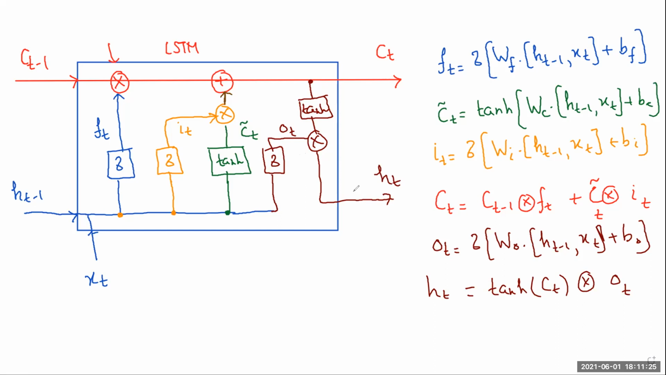Okay, so you see there are plenty of expressions, but the key ones are that you have three gates: forget, input, and output. Then you have a tanh layer, which is generating the candidate cell state. And then you also have the new hidden state for the current timestamp, which is regulated by the output gate.